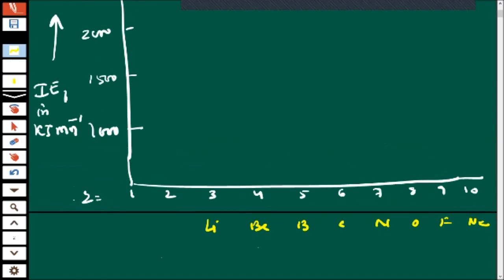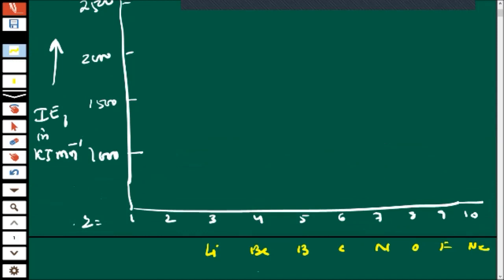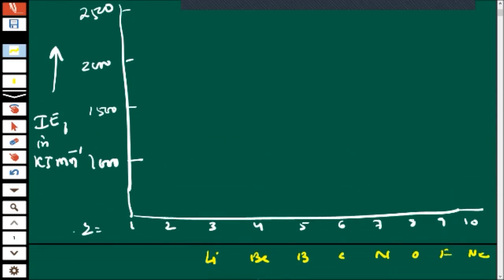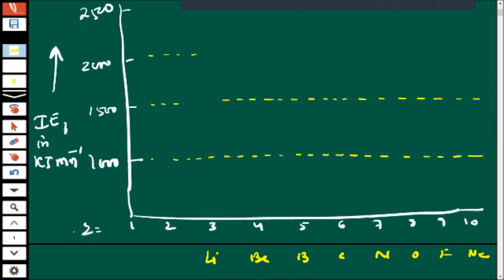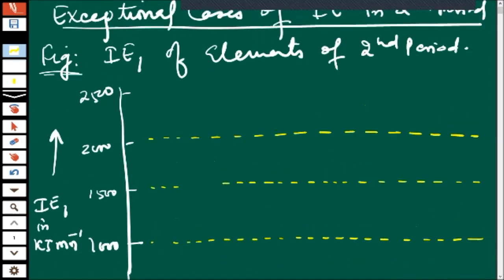So we know what is ionization energy. We supply some energy and the outermost electron is removed, the electron which is loosely held. So today we are trying to use some experimental values and try to understand how the graph is in the second period, children. It's a very interesting topic. So this is the 1000 kilojoule. Then this is 2000 kilojoule per mole. Okay.